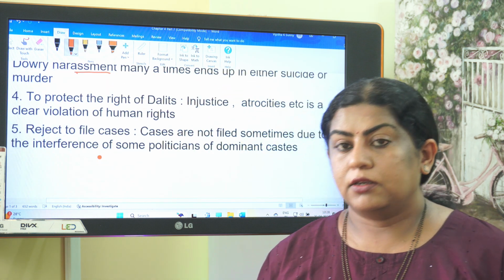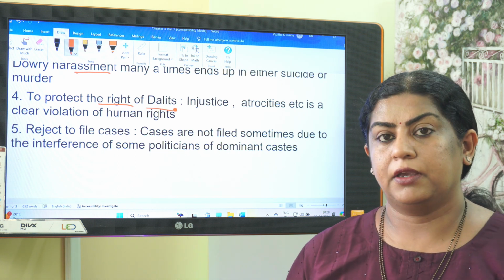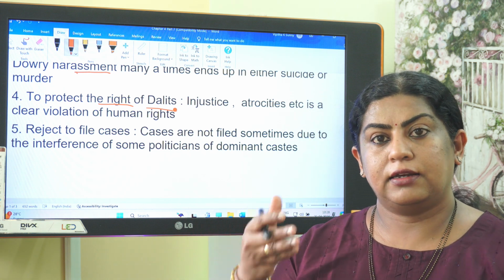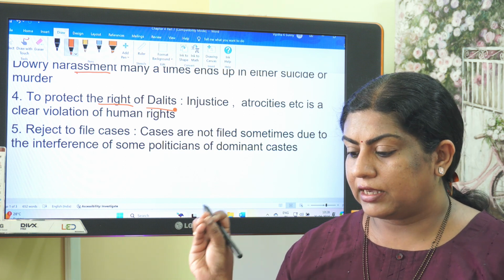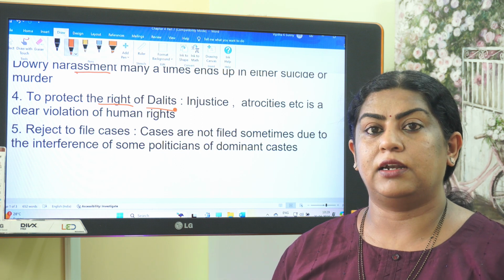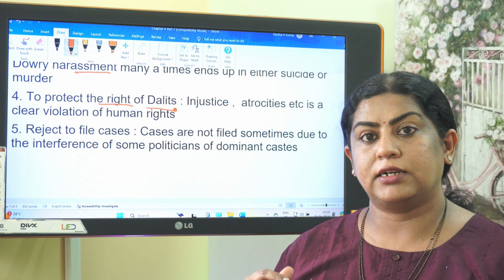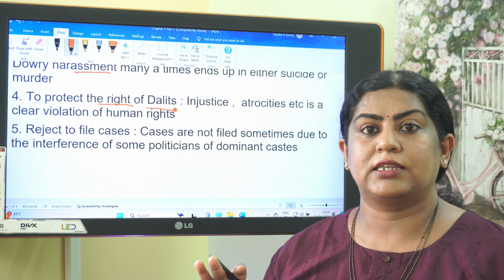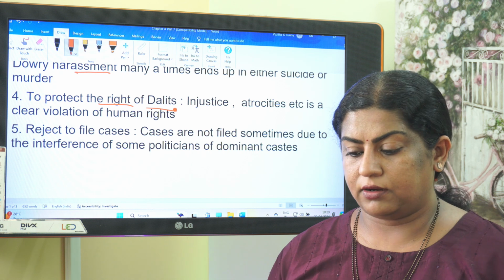Next, this Universal Declaration of Human Rights is to protect the rights of the Dalits. As I have told, the right to equality is there, but still people like the Dalits or children are being exploited. Injustice and atrocities are a clear violation of human rights. When it comes to the Dalits, these instances are more. They are not treated equally with others. Many instances show that injustice happened towards them.